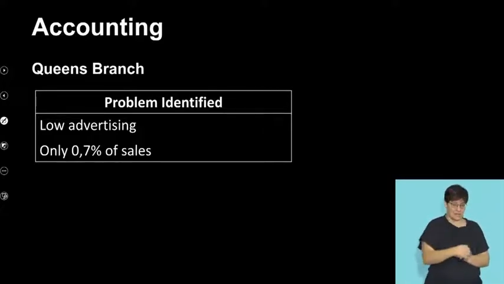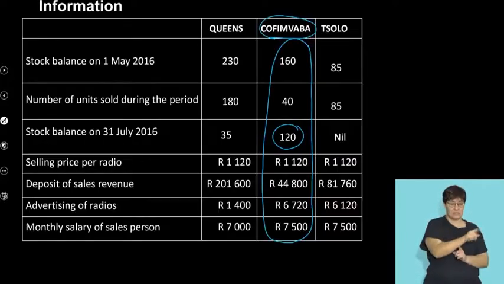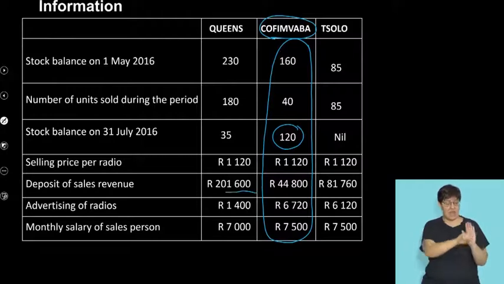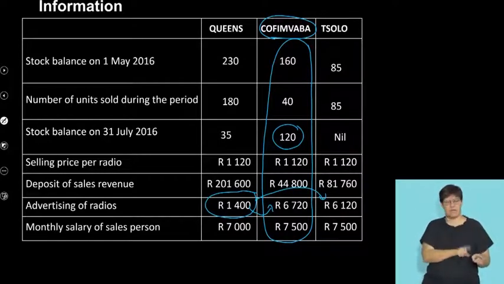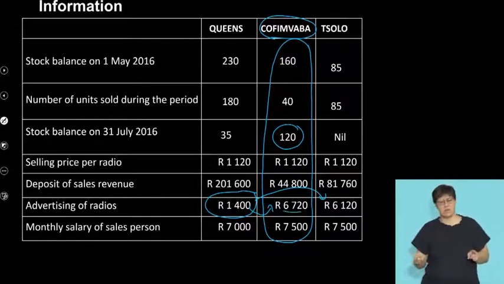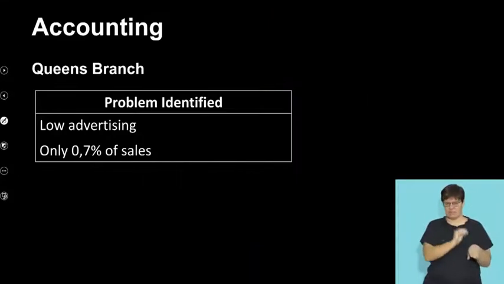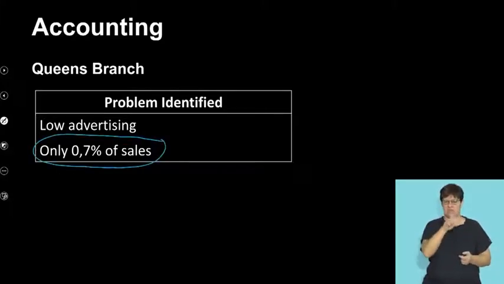If we look at Queens, another problem that we have identified here is your advertising. Again, look at your advertising relative to the other branches. Okay, so we only spent 1,400 on advertising, whereas the other branches are spending 6,720 and 6,120. So clearly you can see that we have low advertising, which is only 0.7% of your sales.